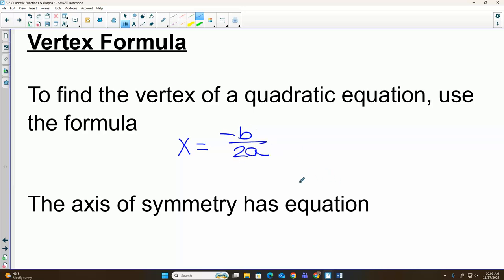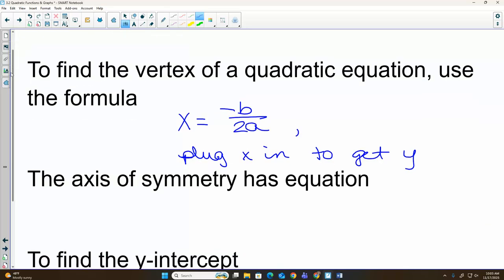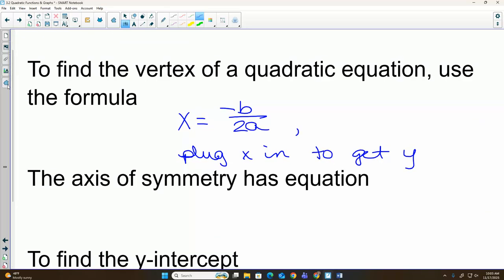So it'll be negative b over 2a. Yep. So we can use that to find the x. There is a formula for y, but I don't like to memorize more than we have to. So I'm just going to say you plug x in to get y. Okay, so if you look at Math Excel, sometimes it gives you a second formula to use to find the y value of the vertex. Just find x, then plug it in to get y. Remember, the vertex is always an ordered pair.